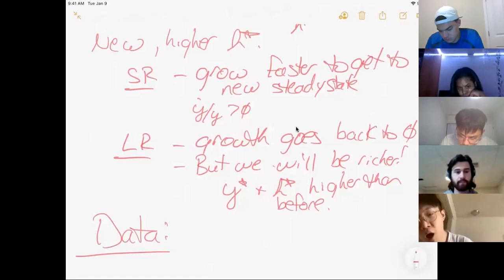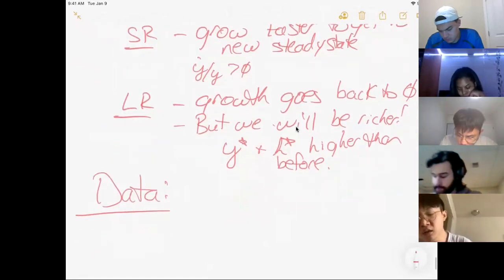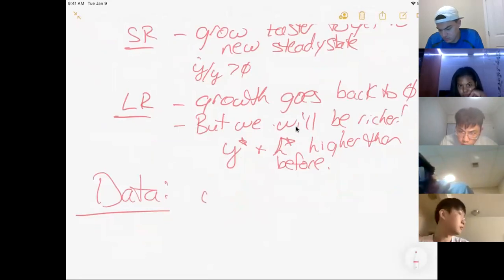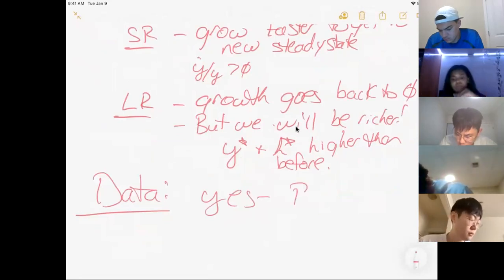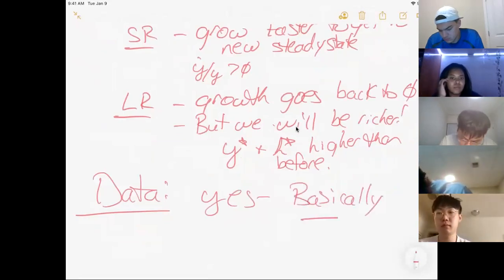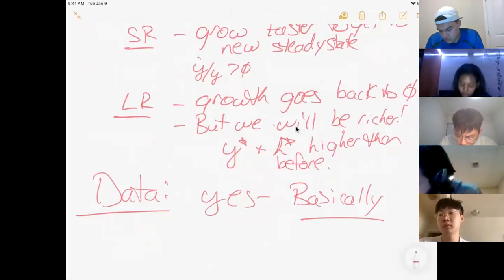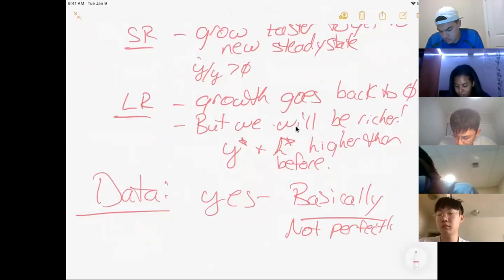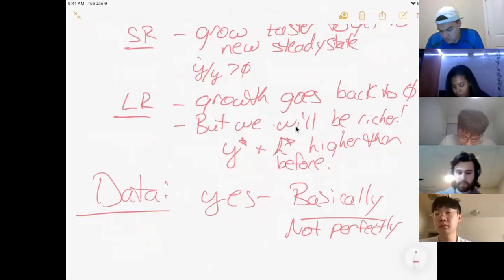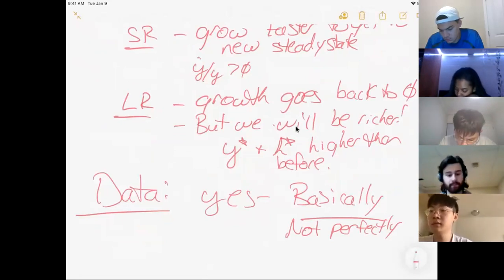Does this match the data? Does this match what we actually observe? The answer is yes, basically. And by basically, I mean not perfectly. But yes, there is a strong tendency that countries that are richer save more. Let me show you just a little bit of data related to this.